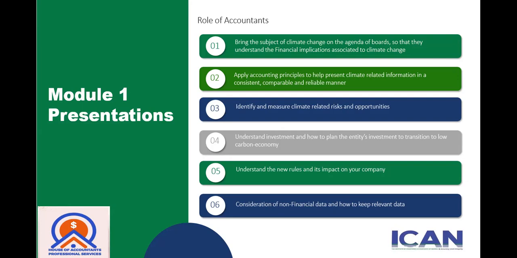The next one is consideration of non-financial data and how to keep relevant data. Here we are looking at what the government is planning: they are going to say you cannot use more than 1,000 tons of emission in a year, for example. So how are you going to account for that 1,000 tons? How will you be able to monitor what the companies are actually contributing? I can share the calculation later. I may not be able to look at that calculation aspect.